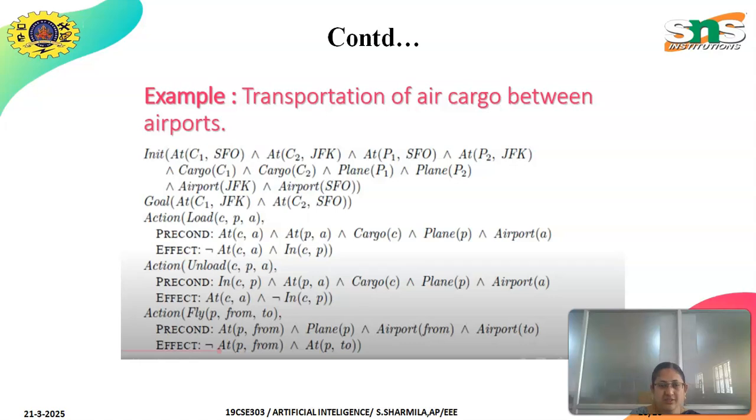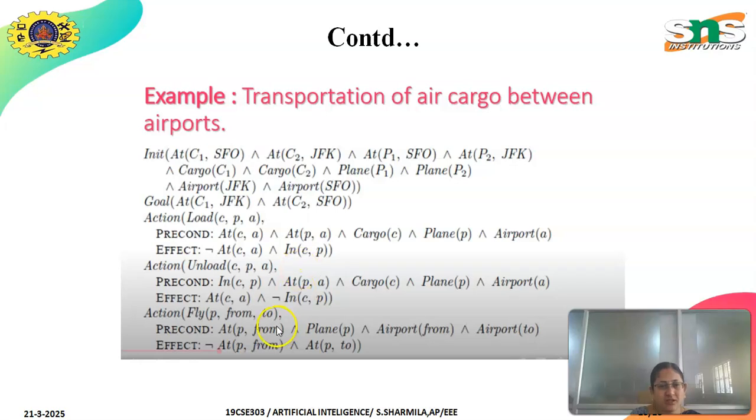In between that, we have so many actions. First we need a loading action, then we have to fly from A to B, and then at the second airport we have to unload. So the load action takes the cargo, the plane and the airport. The precondition is that the cargo is at the airport and the plane is at the airport, and it may be plane 1 or plane 2. The effect is that the cargo is in the plane.